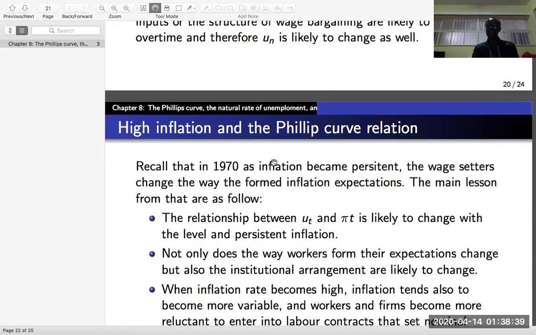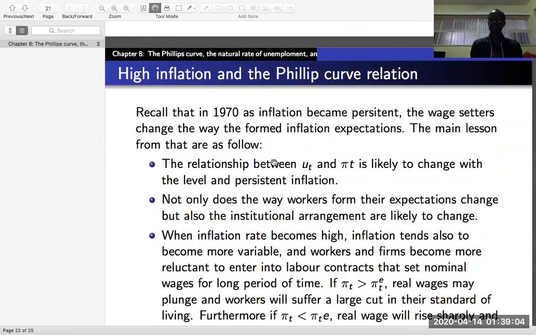So, higher inflation and Phillips curves. Recall that in the 1960s and 1970s, inflation became persistent and wage setters changed the way they form inflation expectations. The main lesson from that is as follows. The relationship between unemployment and inflation is likely to change with the level and persistence of inflation. Not only does the way workers form expectations change, but also the institutional arrangements are likely to change.